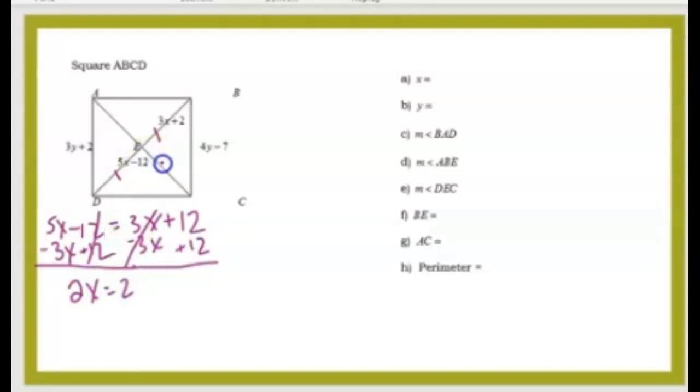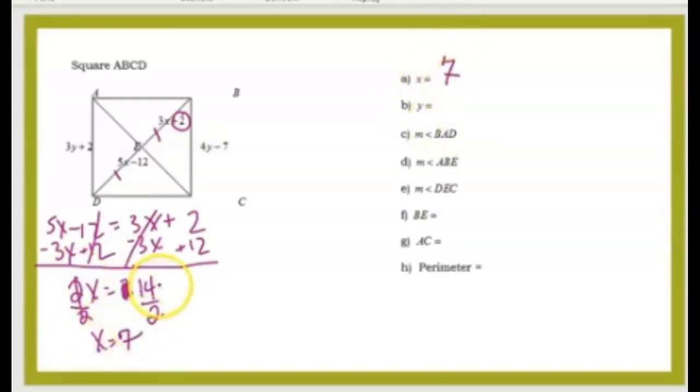Hold on, let me double check this. Oh, I think I wrote 12. Look, it's a 2. I'm glad I caught that before I went too far. So 2 plus 12 is 14. There we go. And we'll divide both sides by 2, and x equals 7.